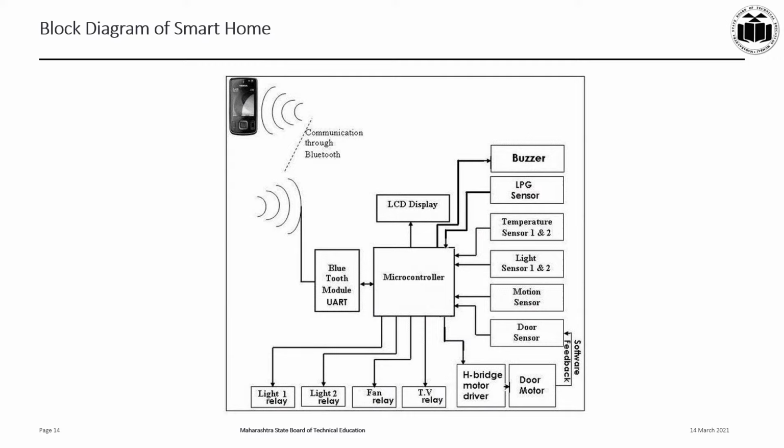Apart from this, using the microcontroller, we can also automate the system. We can program the system, such as we can program our geyser to switch on in the morning at 6 o'clock, or we can program our lights to be switched on in the evening at 7 o'clock. Lights will get switched off in the evening at 9 o'clock, and like this.